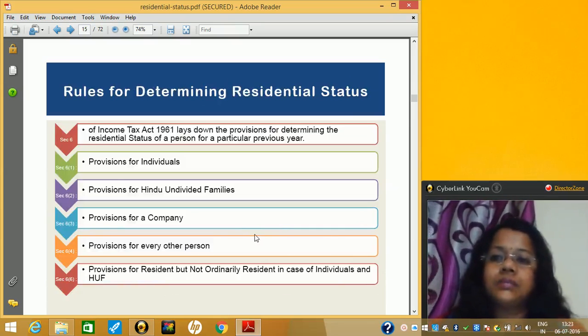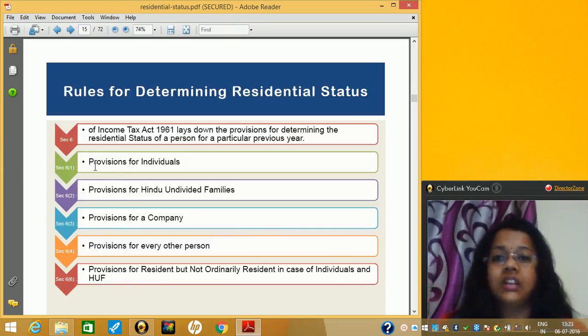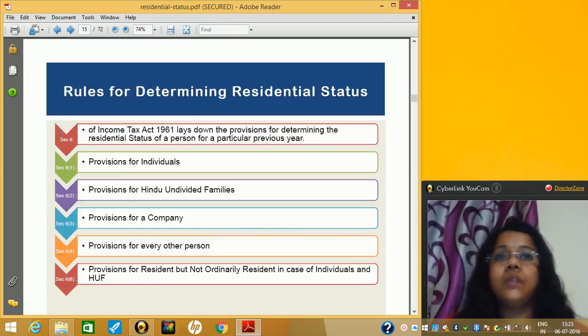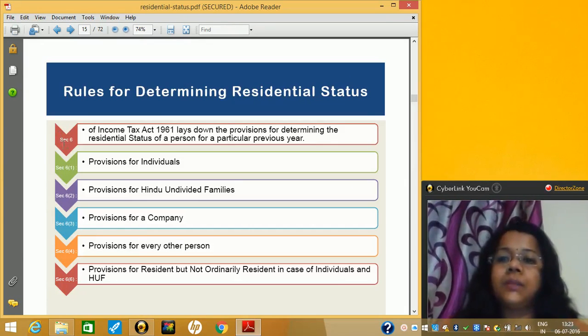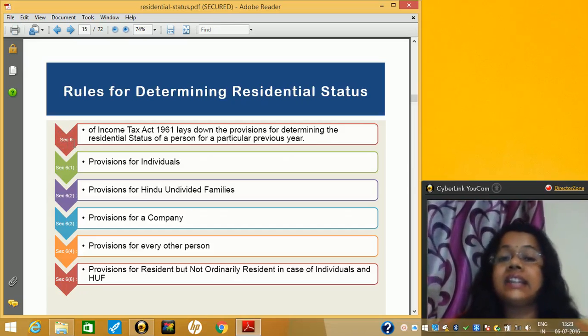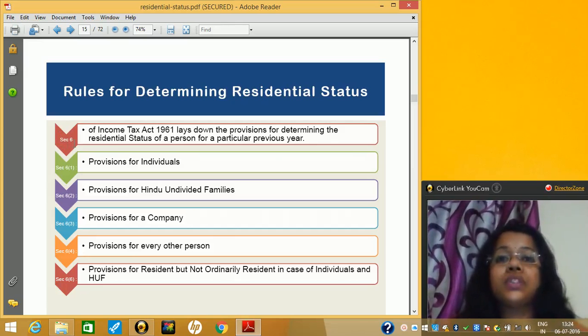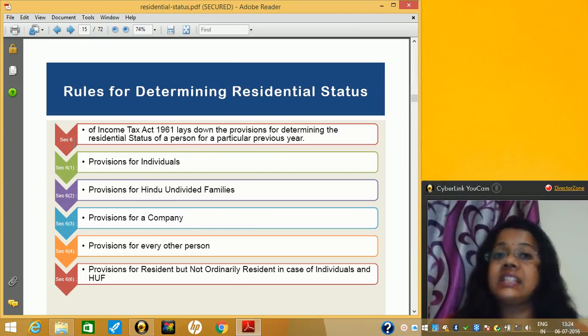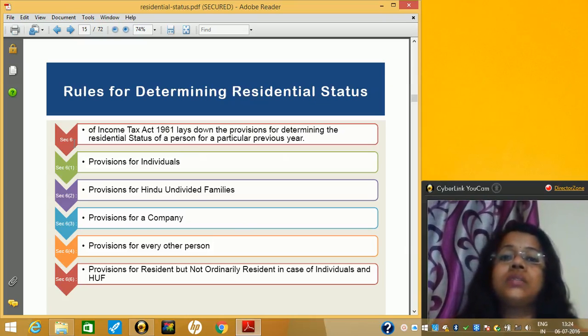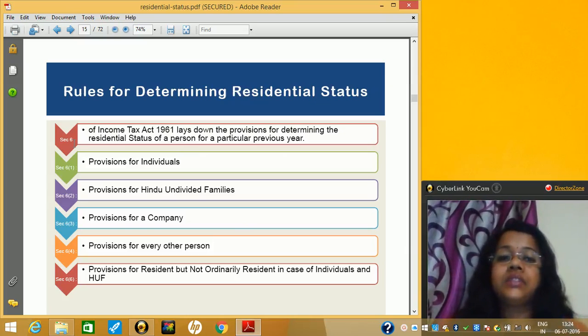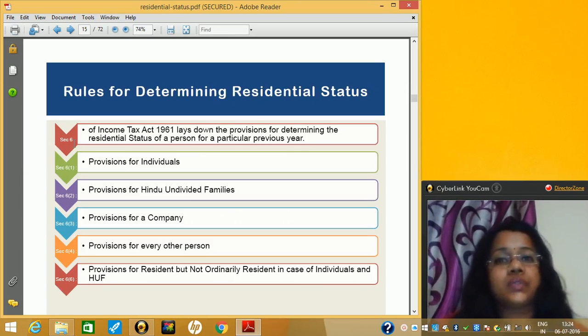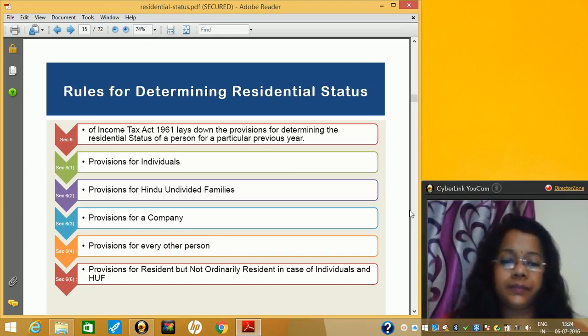And here sections are given which you have to memorize. The residential status is covered in section 6. Section 6 of the Income Tax Act 1961 lays down the provisions regarding the determination of residential status of a person for a particular previous year. Today we will study about the individual, that is section 6 subsection 1, which lays down the provisions for determining the residential status of an individual for a particular previous year.